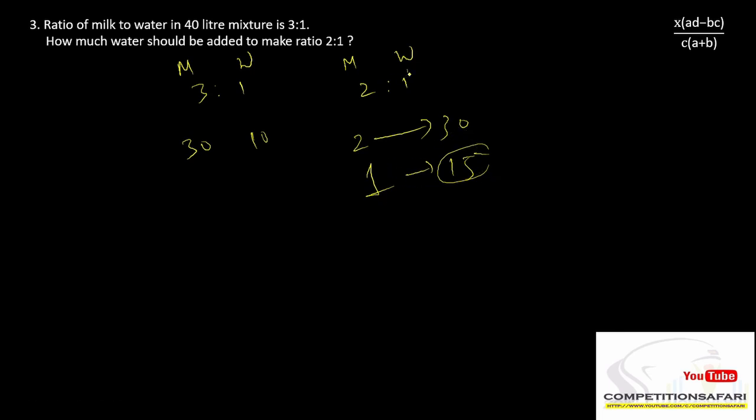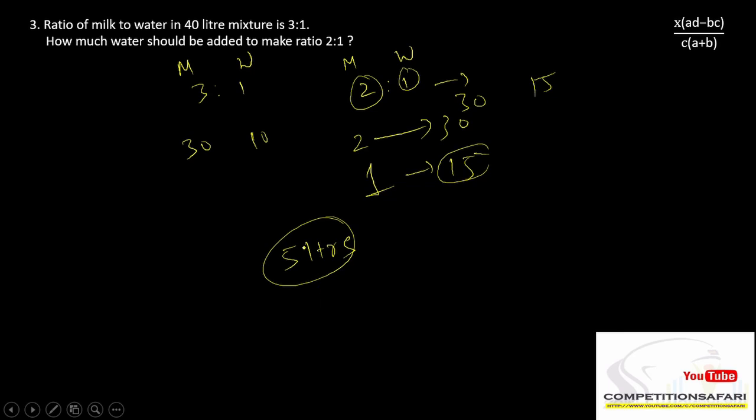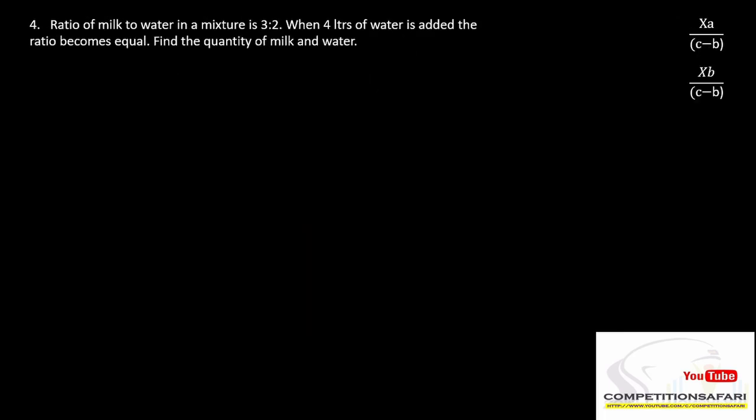So 1 unit becomes 15 and 2 units become 30. What it means is later on we have 15 liters of water and 30 liters of milk. So 30 was constant. What we did was we added 5 more liters. We had previously 10 liters of water. Now we have 15 liters of water, which means we added 5 liters of water. A similar question you will find in the next question.